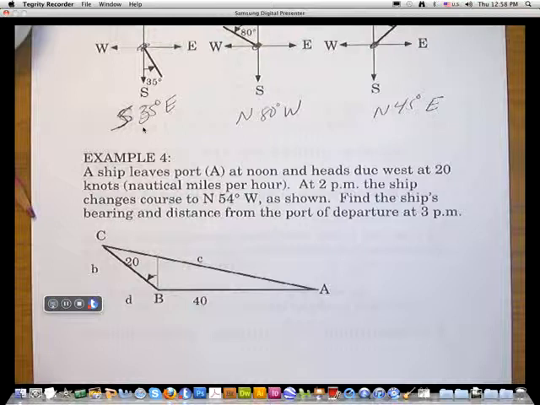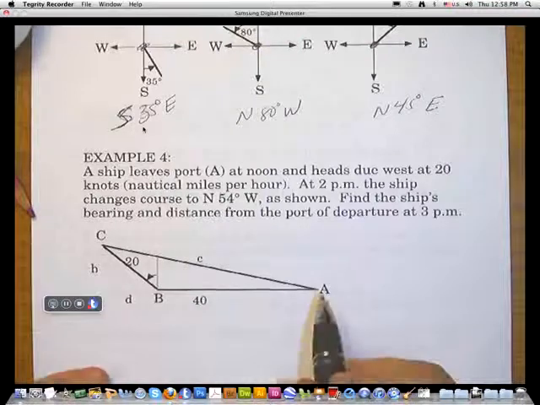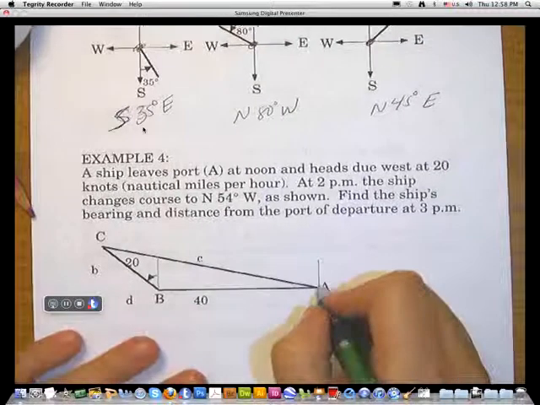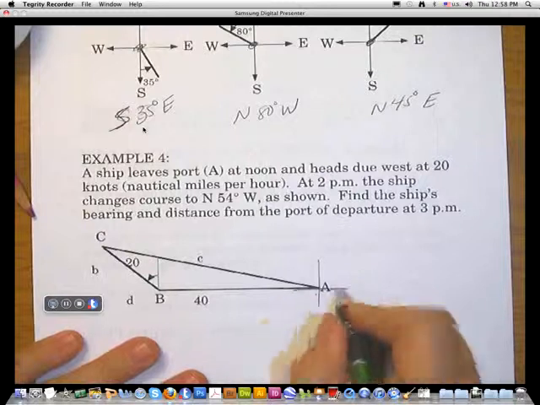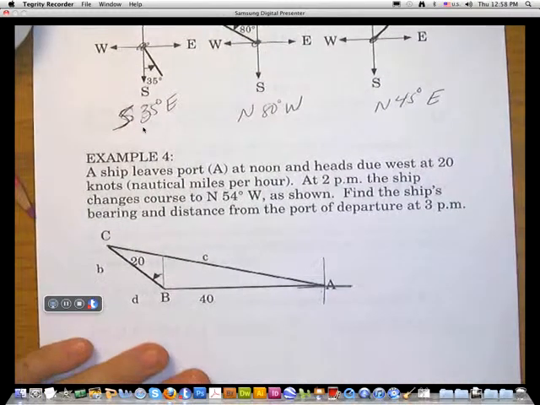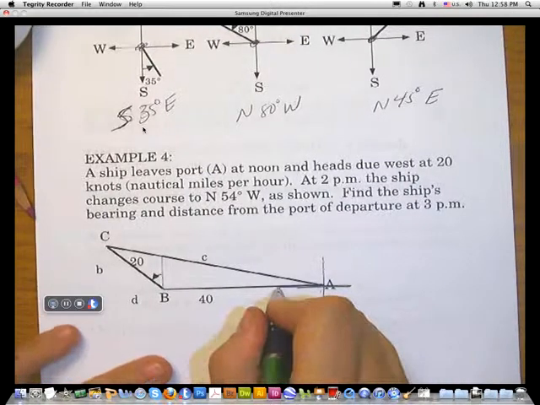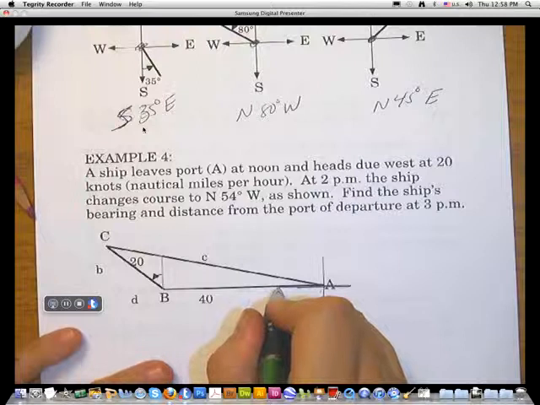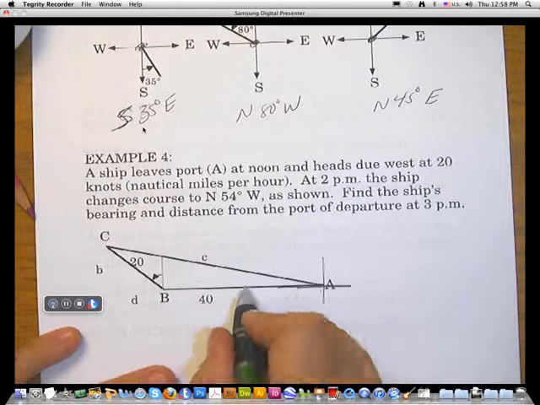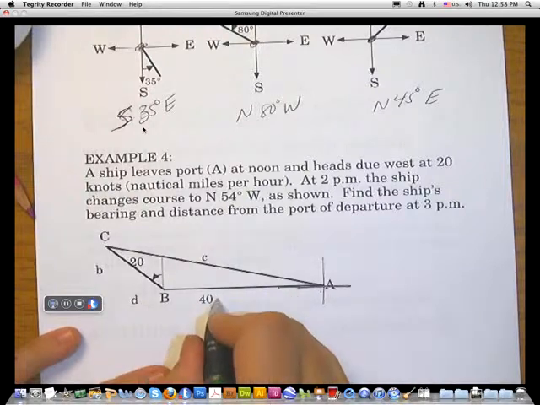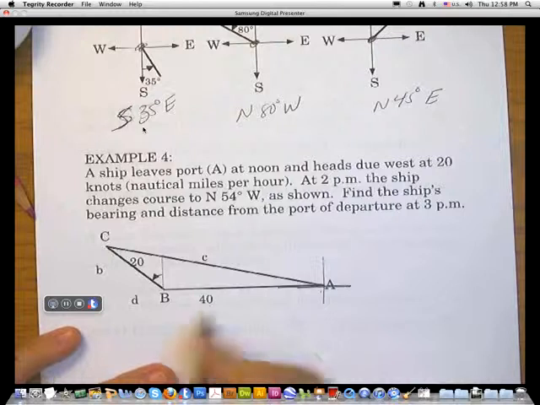Alright, so here we have a ship leaves port A. Here we are leaving A. Here, we're going to call this an axis there. At noon, it heads due west, so it's heading due west here, at 20 knots per hour. So at 2 p.m., it means it went 2 hours, it's at 40 knots, hence the 40 down here.